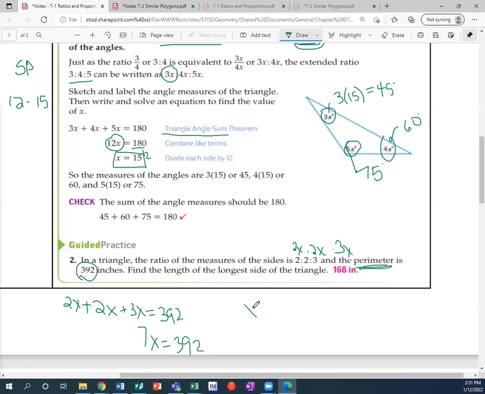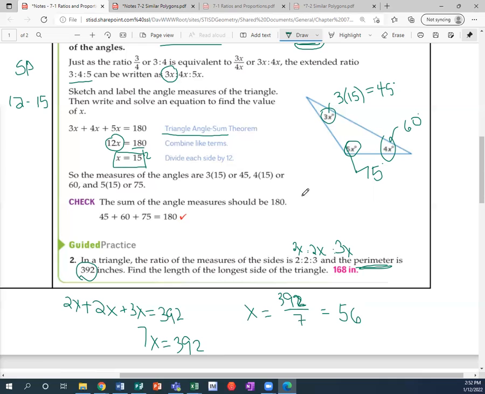And then x is whatever I get when I take 392 and divide it by 7. Someone help me out with that calculation, because I don't know where my calculator is. Yeah, 392 divided by 7. 56? Okay, cool.